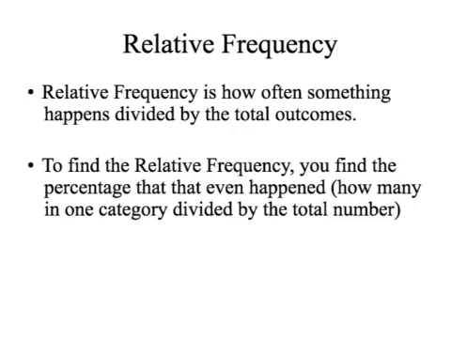Information we can get from a two-way table is called the relative frequency. The relative frequency is just how often something happens divided by the total amount of outcomes. So to find it, you want to find the percentage of that event happening. So take the number in that category, divide it by your total number of outcomes.